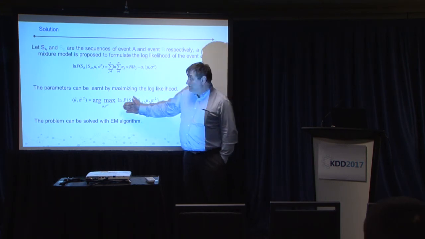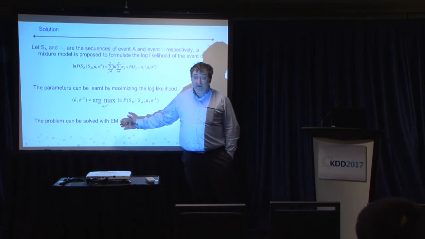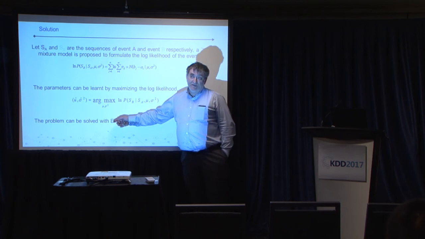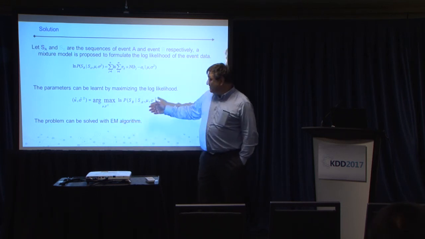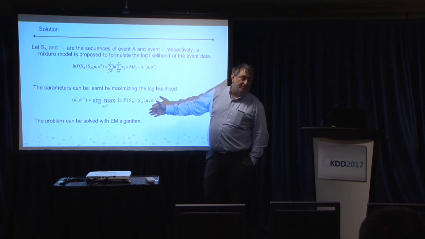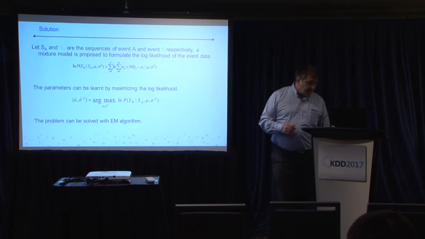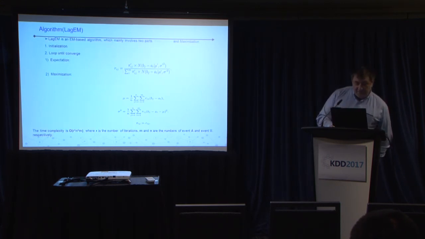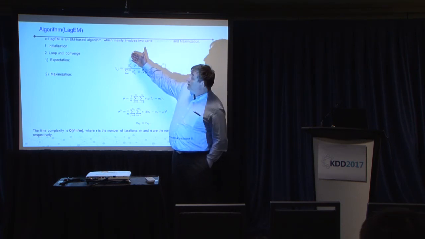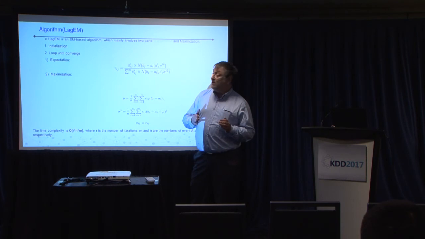A typical approach in order to solve this expression is using expectation minimization. It's called the expectation minimization algorithm. You can just change the sign to minus. Instead of a maximization problem, you end up with minimization. So those are the typical steps of the problem. So loop until convergence, or until the error between two different iterations remains small.